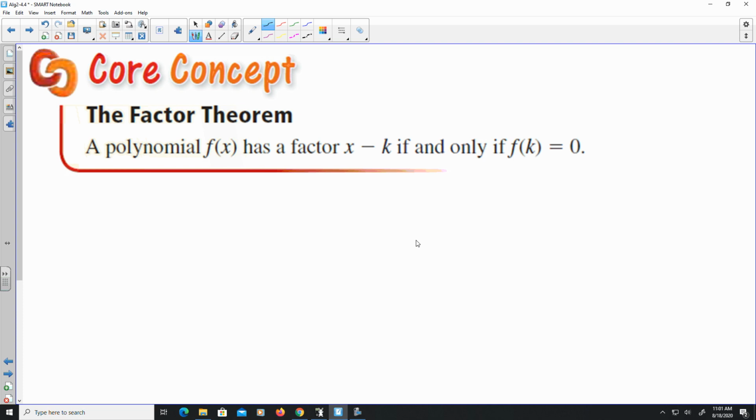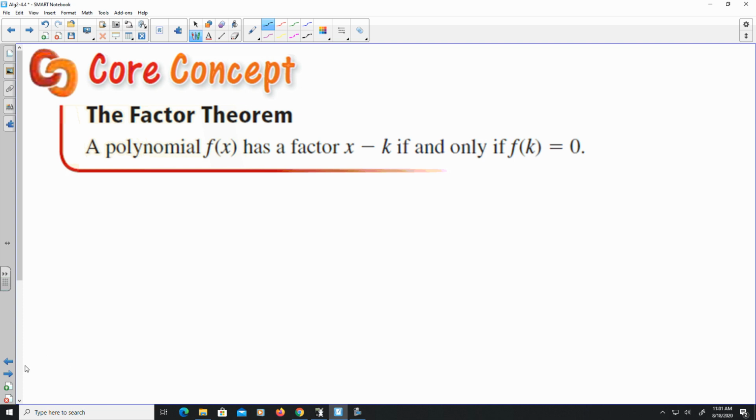Here we have what is called the factor theorem. It says a polynomial f of x has a factor x minus k if and only if f of k equals 0, which basically means that if you were to put that polynomial in a graphing calculator, your graph should cross the x-intercept at that specific point, which means that the equation is going to be 0.